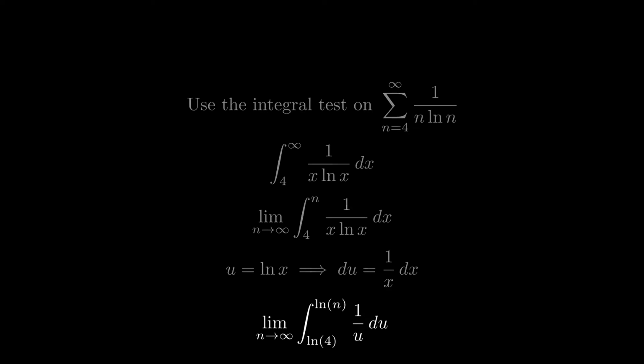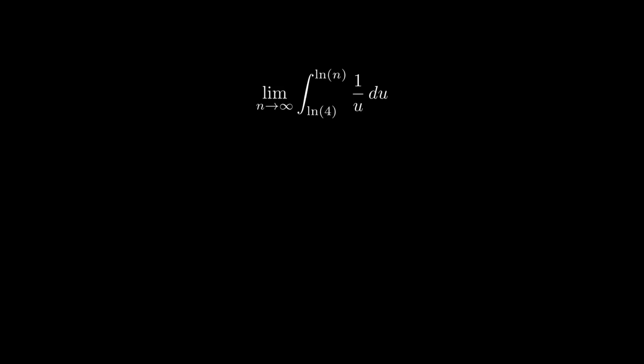And now we substitute both of these things in to get the limit as n approaches infinity of the integral of 1 over u du. However, there's one problem. The integration bounds that we had before, from 4 to n, cannot be used anymore. And the reason is that we did u substitution.